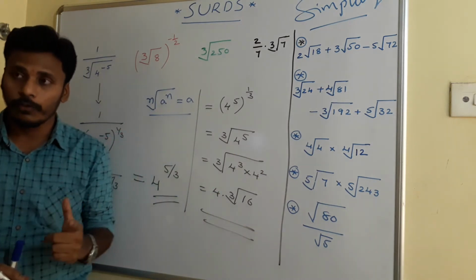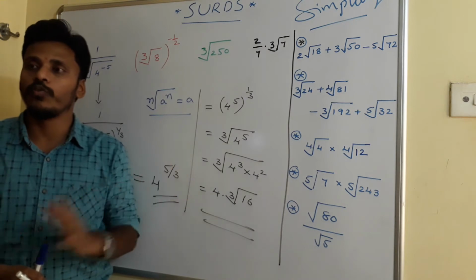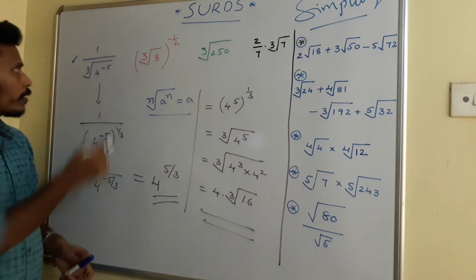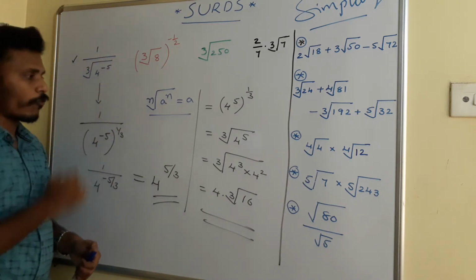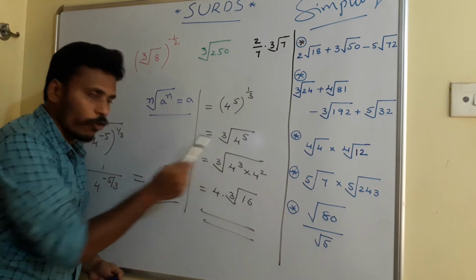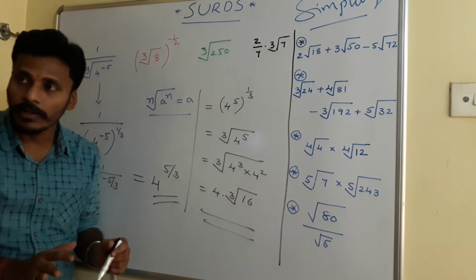Still, if you have any confusion, just follow all these things. At the end, automatically you will be strong at these simplifications. Just have a look. The simplified answer for 1 by cube root of 4 power 5 may be 4 power 5 by 3, or cube root of 4 power 5, or 4 into cube root of 16. I am going for the next problem.